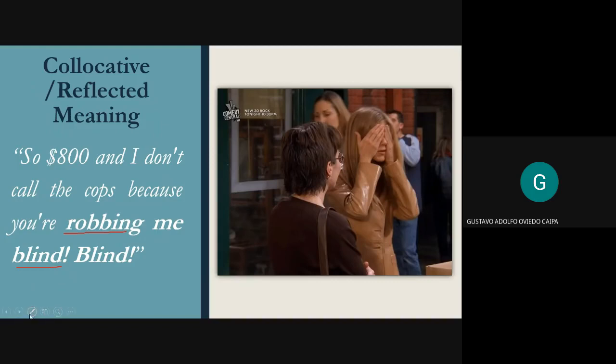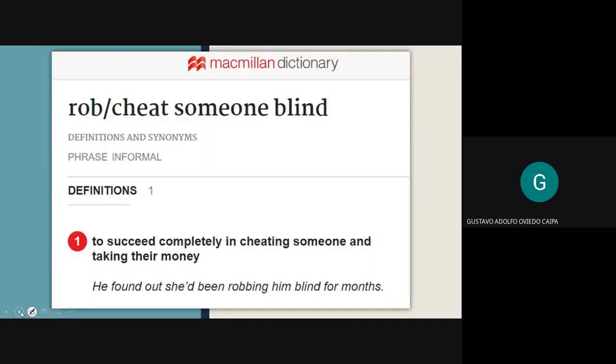Let me go to a next slide for a moment, and let me show you. This is from a dictionary. Rob or cheat someone blind. It means to succeed completely in cheating someone and taking their money. So in this case, rob and blind together acquire a very different meaning. In this case, blind is giving rob extra meaning. So again, to succeed completely in cheating someone and taking their money.